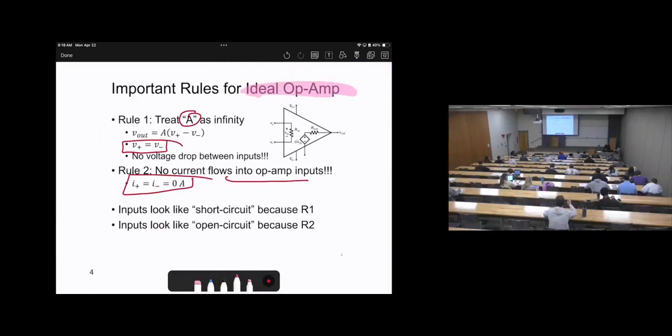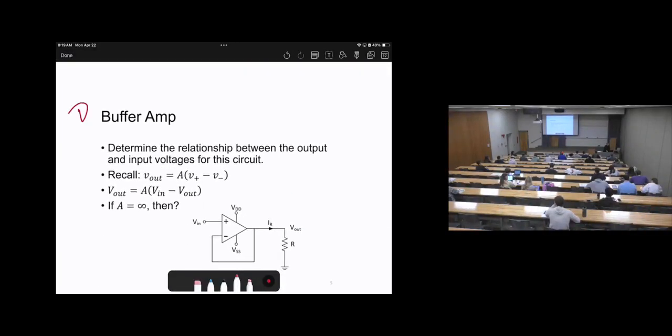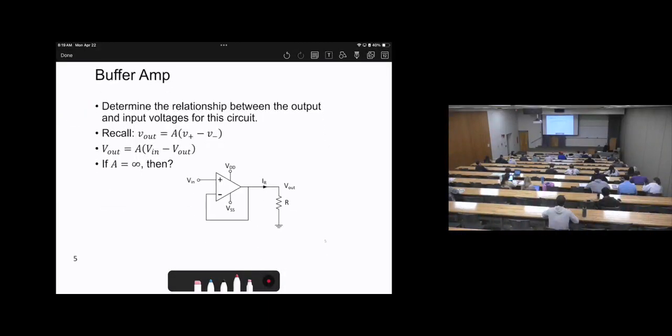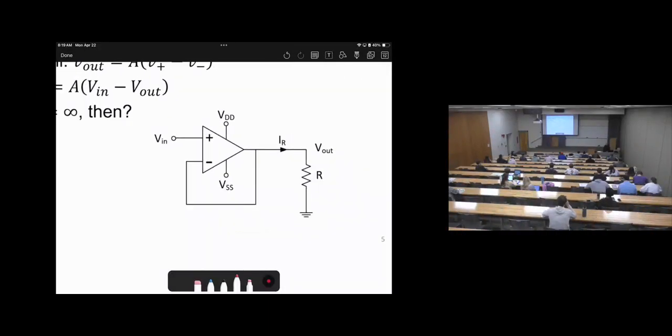Now we should be ready to go to the application. Again, these two rules that we will use in our analysis. The first application, number 1, is called the buffer amplifier. This is how the circuit looks. You need to either memorize this circuit, or you can write it in your note sheets.